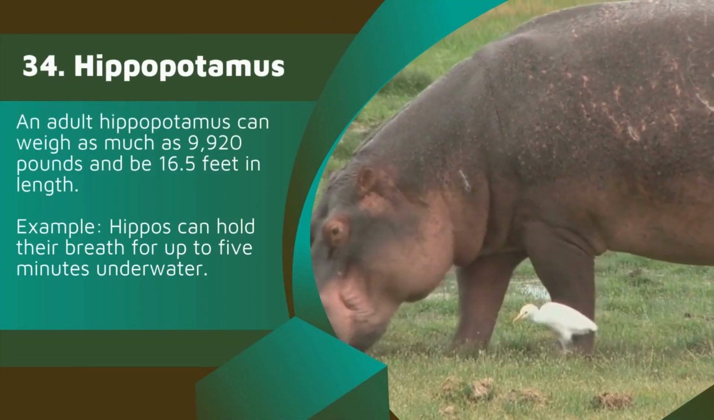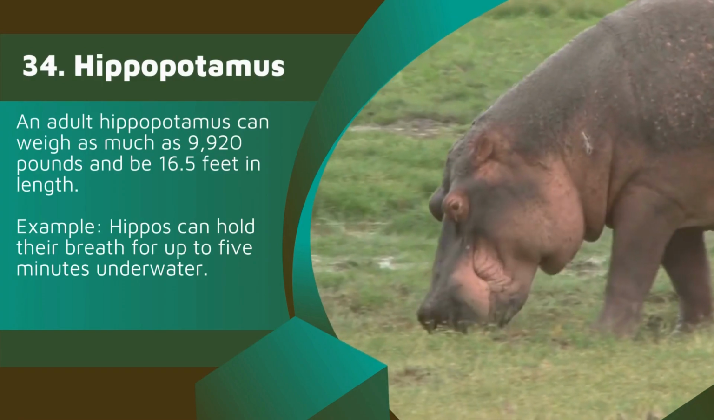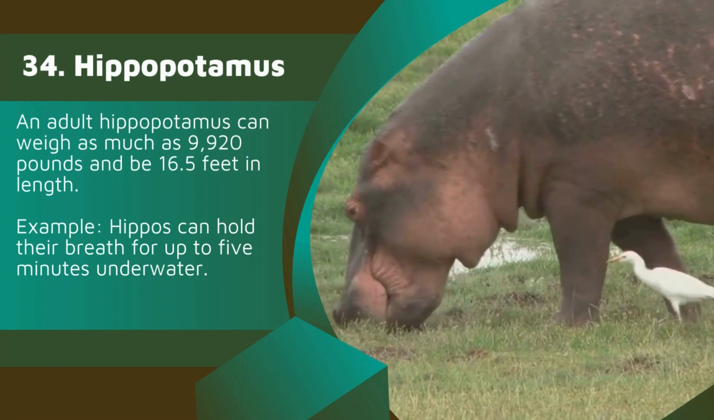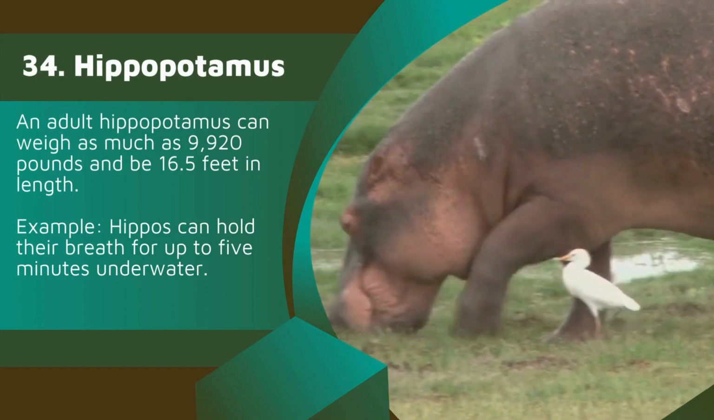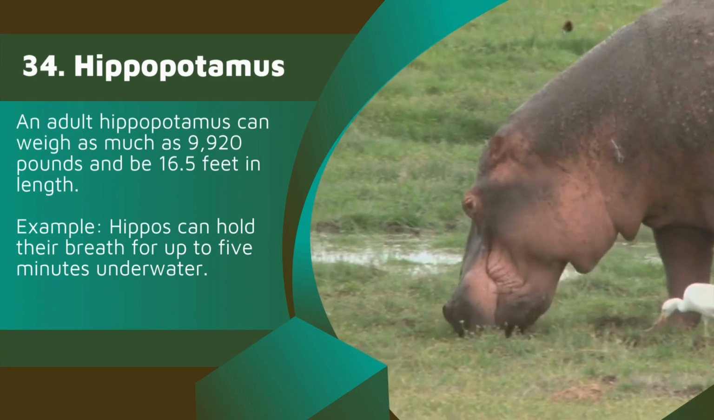34. Hippopotamus. An adult hippopotamus can weigh as much as 9,920 pounds and be 16.5 feet in length. Example, hippos can hold their breath for up to 5 minutes underwater.